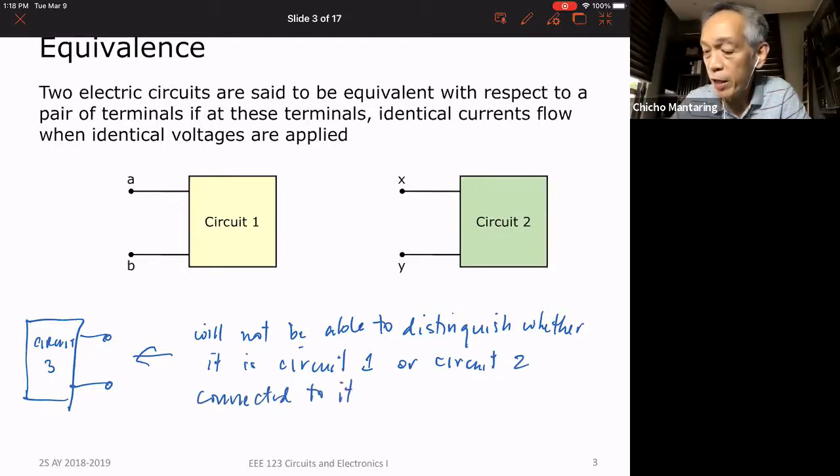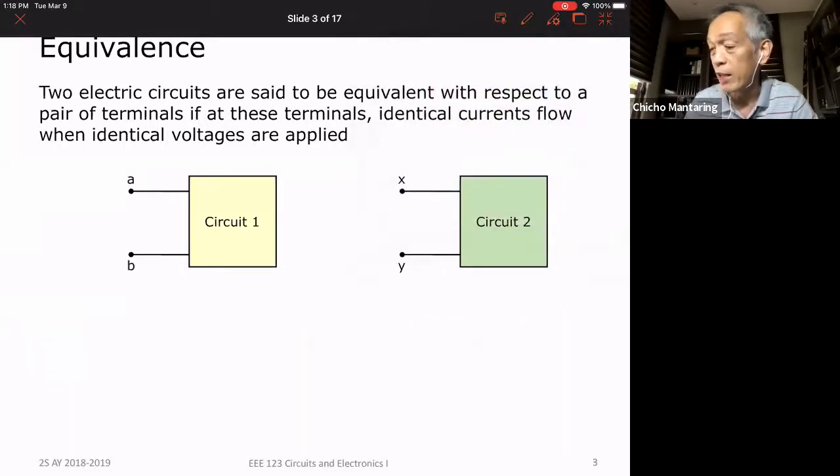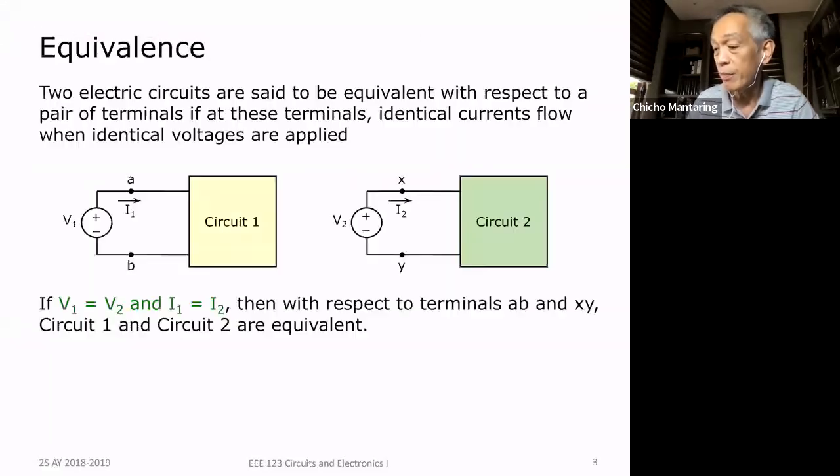So ito ikakabit ko rito, this I connect to that, that I connect to that. Okay, there's a certain response. This I connect to this, this I connect to this. It will get exactly the same response. It will not be able to distinguish whether it is circuit one or circuit two that is connected to it. So that is equivalence. Okay, that is equivalence.